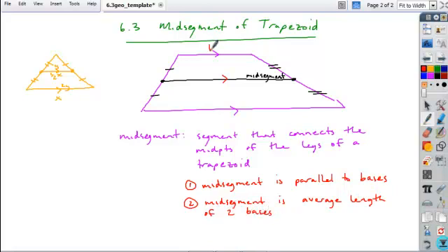Okay, which means if we identified this as base 1 and base 2, and we said that our midsegment, we'll call it M to represent that length, the midsegment is going to equal 1/2 the sum of those bases.